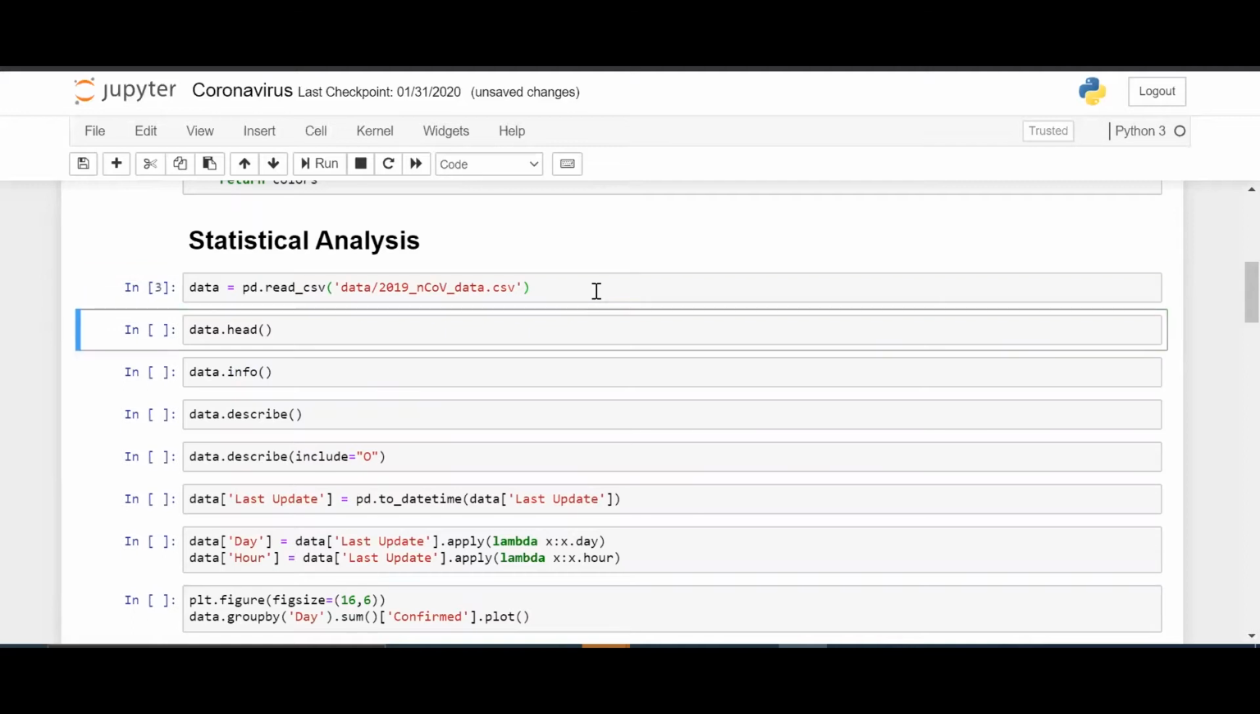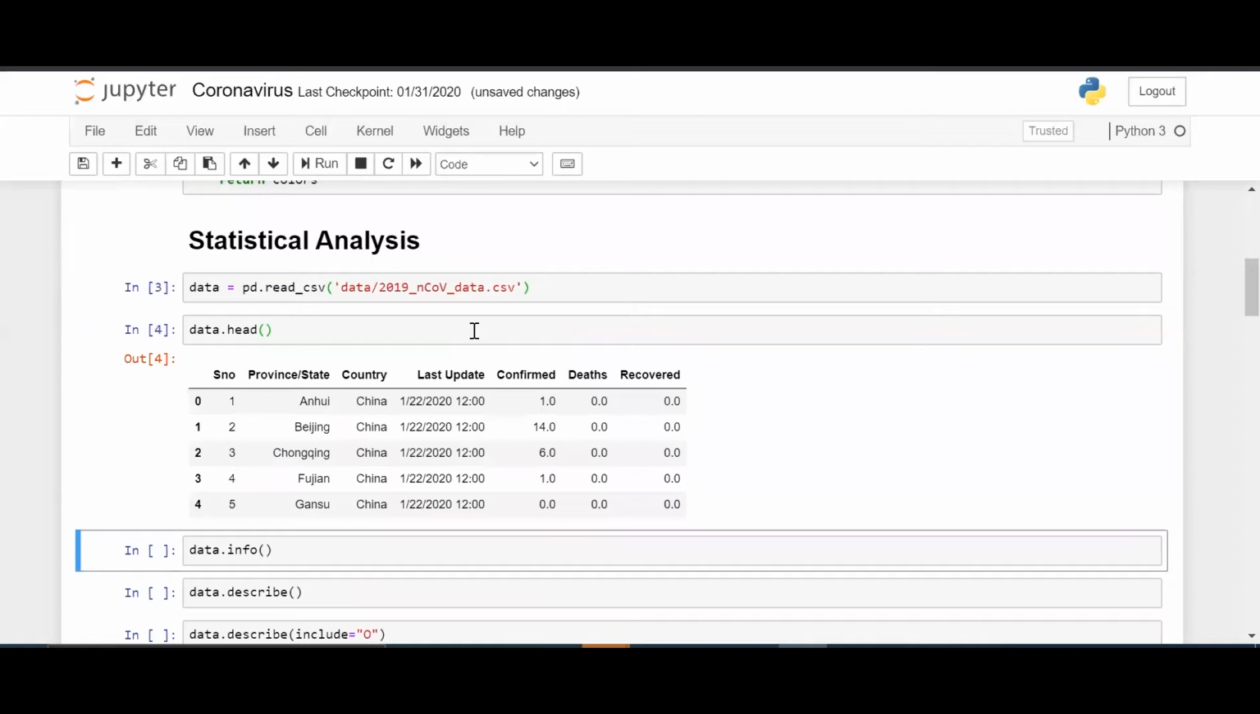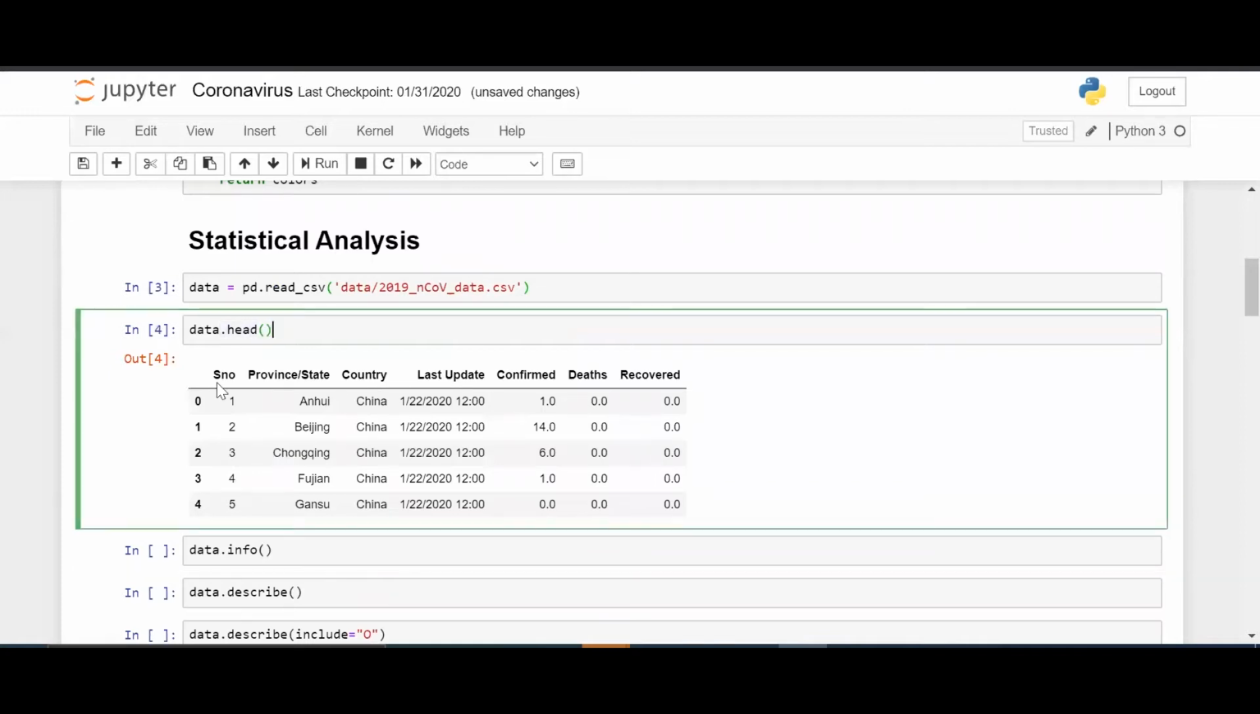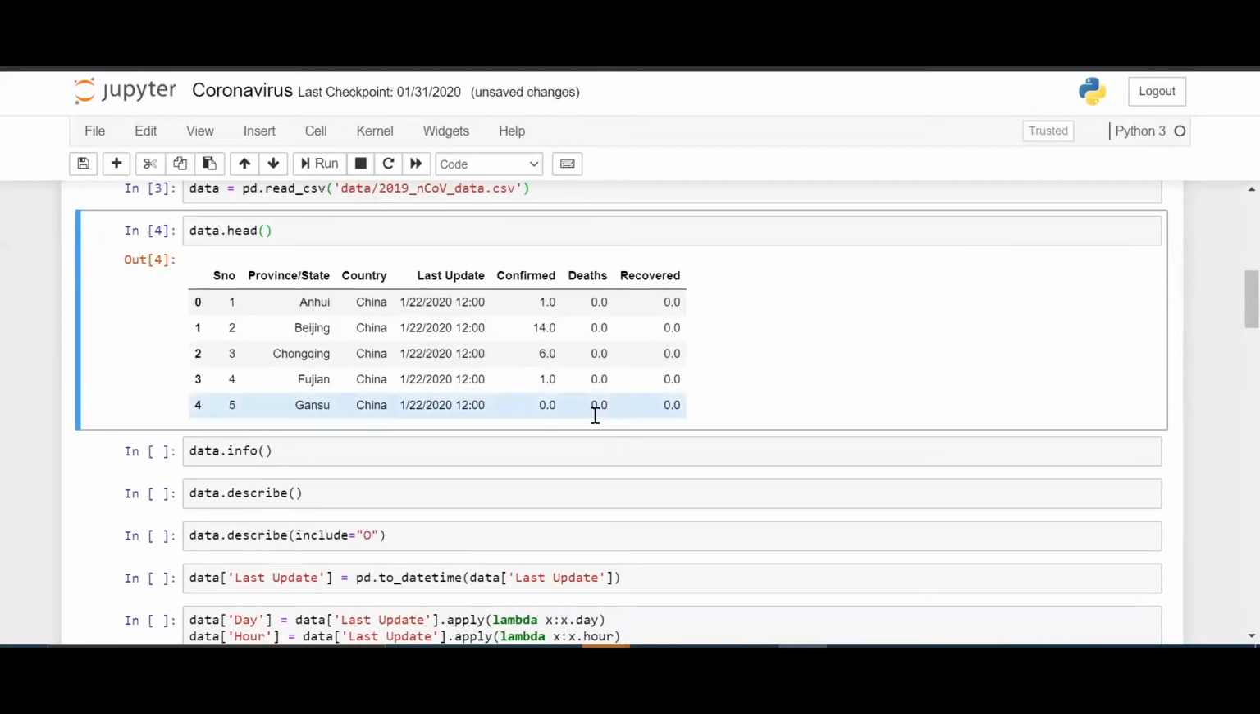So we'll read the data. Okay, we have the COVID dataset here, and let's see the head. Head means nothing but the first 5 elements of your dataset. So you have the serial number, the province, the country, the last update, which is on 22nd Jan 2020, the confirmed number of cases, the number of deaths, and number of recoveries.